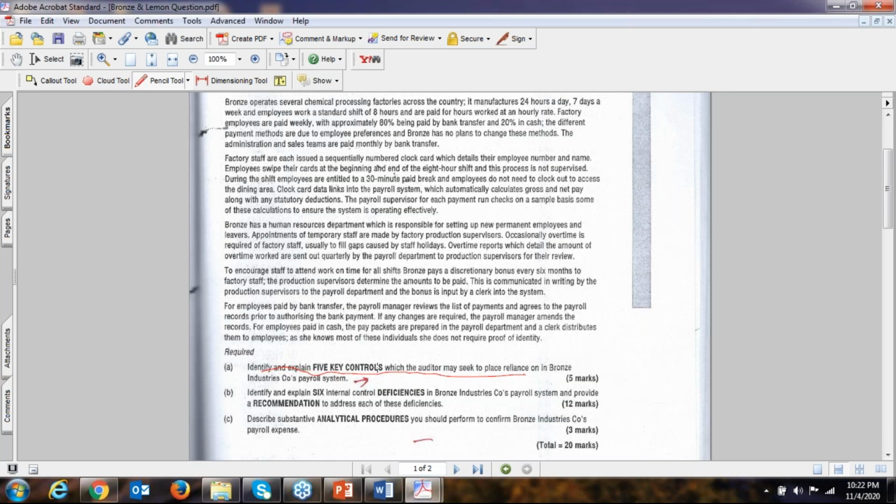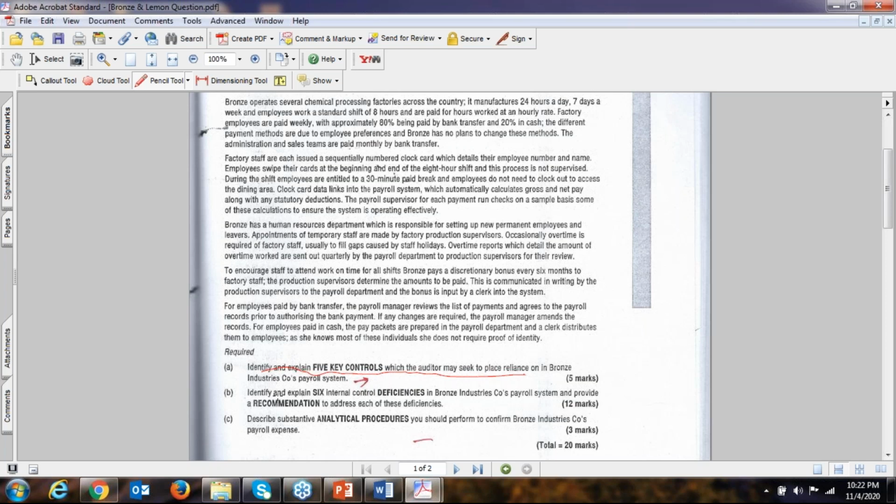5 key controls, 5 marks, 1 mark for each control. If you give the answer and mention only the key control, and do not mention the advantages of the key control or why it is a key control, then the examiner will deduct 0.5 marks and will give you only 0.5 marks. So you need to mention 5 key controls and their basics and logic.